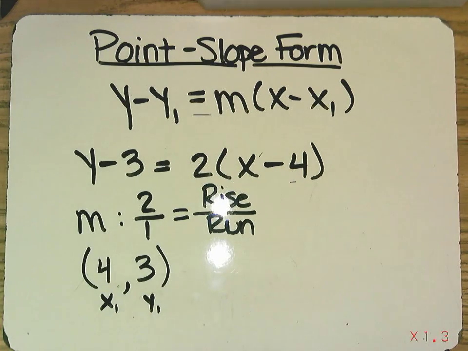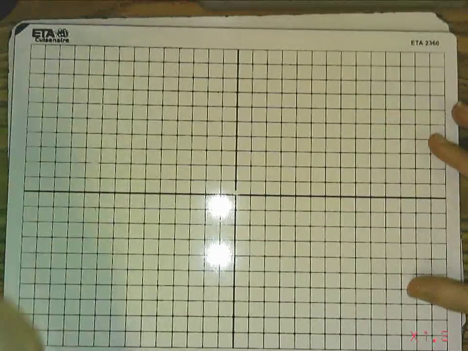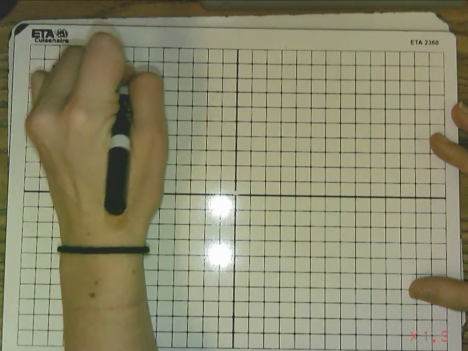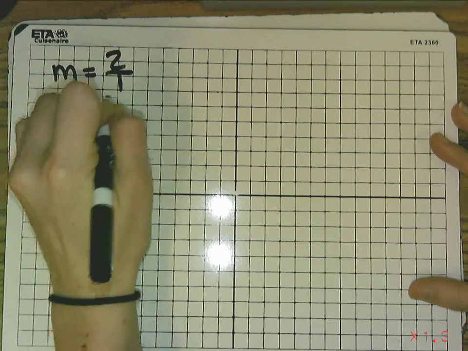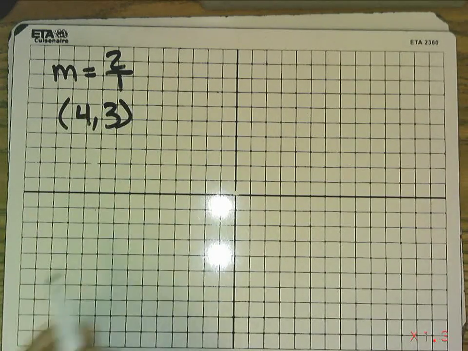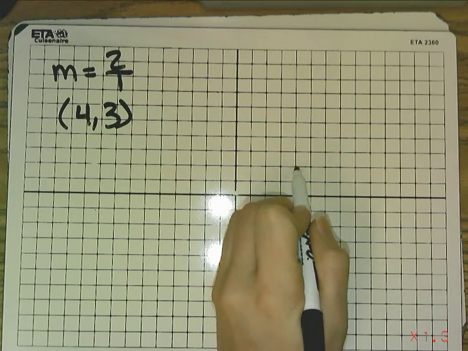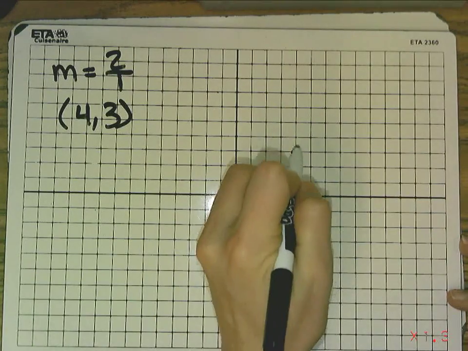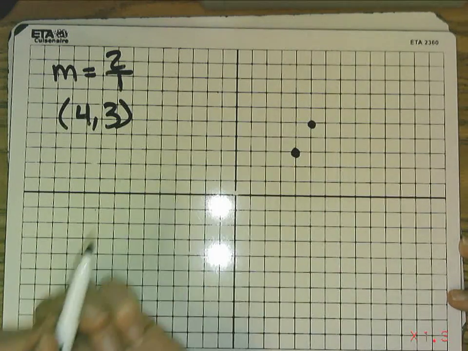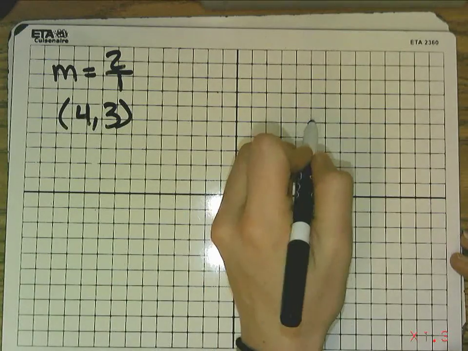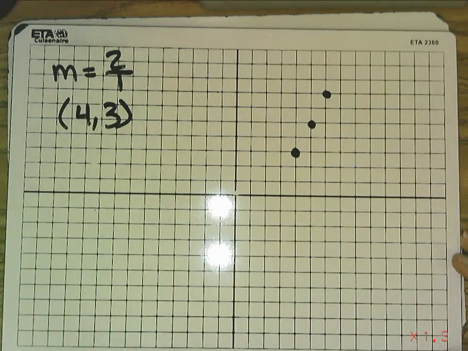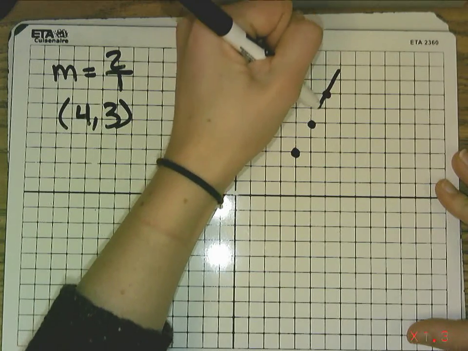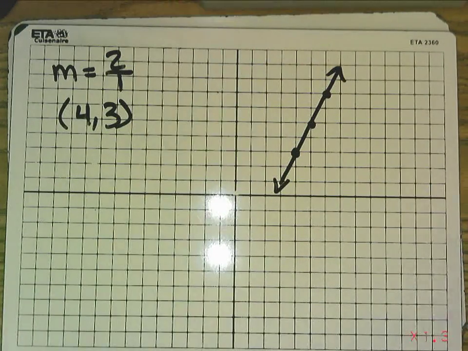So now I'm going to take that information and I'm going to use it to graph my line. So I'm just going to rewrite my slope was 2 over 1 and my point was 4, 3. So I'm going to plot my point 1, 2, 3, 4, 1, 2, 3. And I'm going to do rise over run, up 2 over 1. I might do it one more time just so that my line is straight. And then you're going to take a ruler and draw your line. Okay? And that's how you can graph a line using point-slope form.